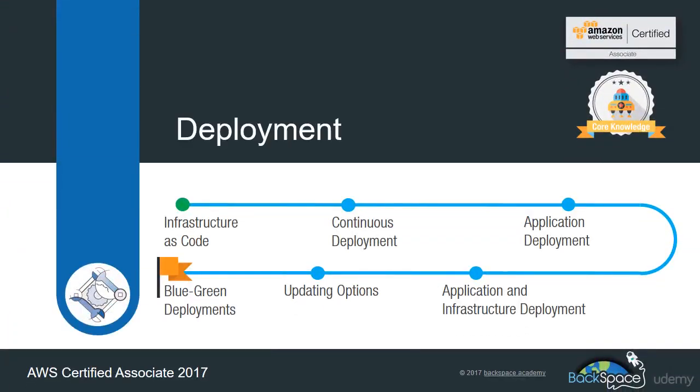In this lecture on deployment, I'm going to look at the concept of infrastructure as code, continuous deployment, and continuous application deployment and application and infrastructure deployment. Look at the options available for updating our applications and our infrastructure, and also look at the concept of blue-green deployments.